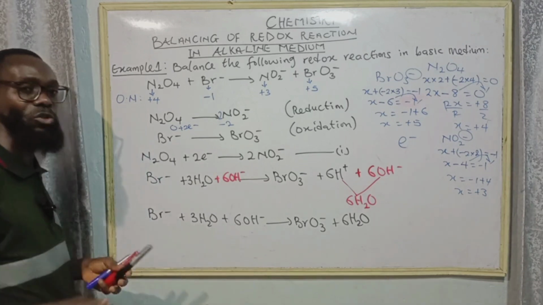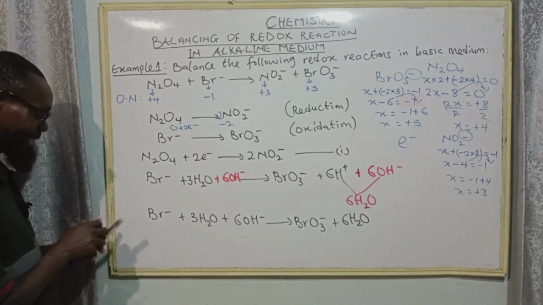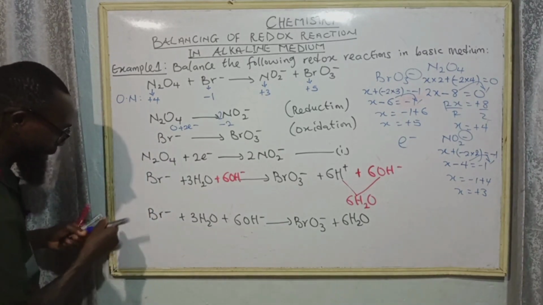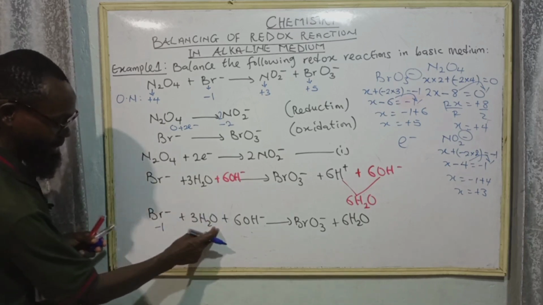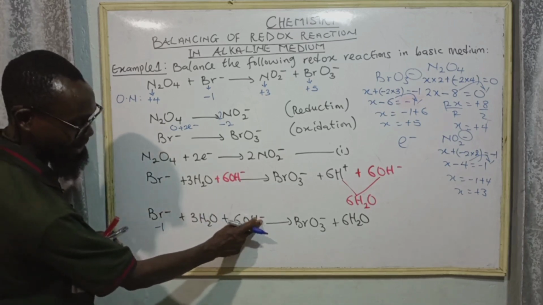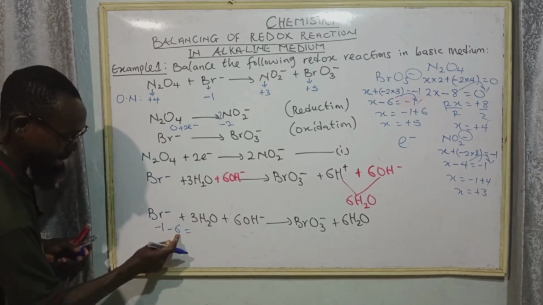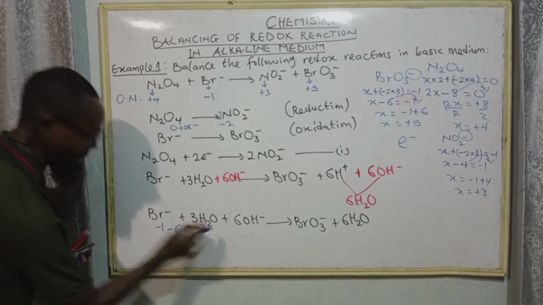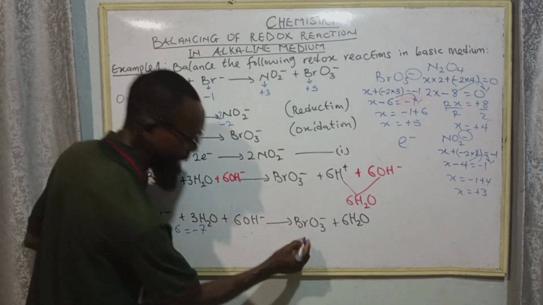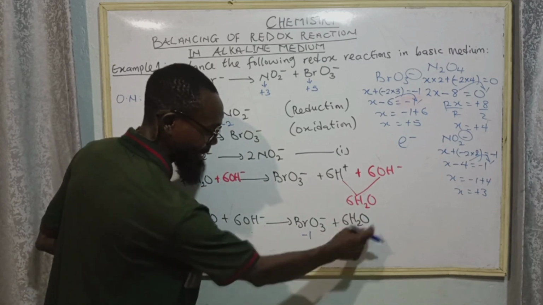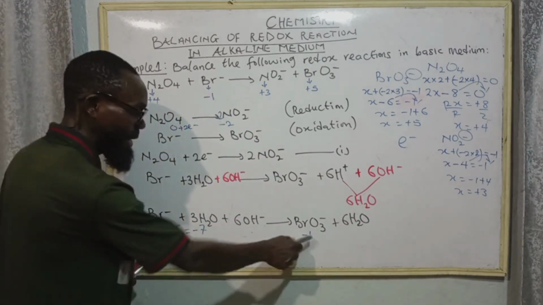Now, the next thing is to go and balance my charge. Now, what is the charge here? I have -1 here. What is the charge here? It's 0. The charge here is -1. -1 times 6, -6. -1 minus 6, I have -7. Now come to this place. The charge here is -1. There's no number here. -1. The charge here is 0. So now, here, I have -7, -1.